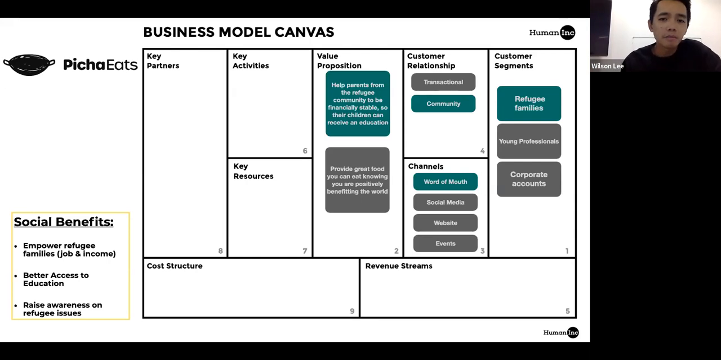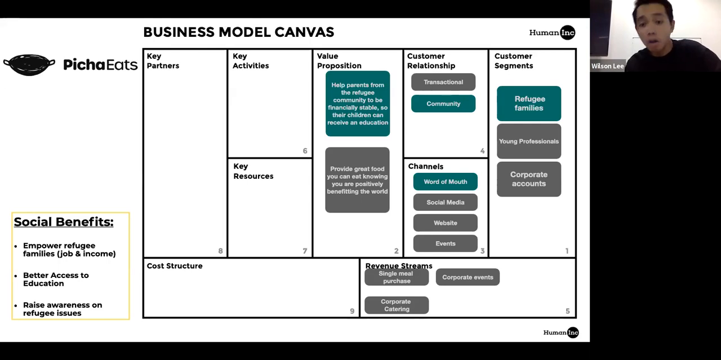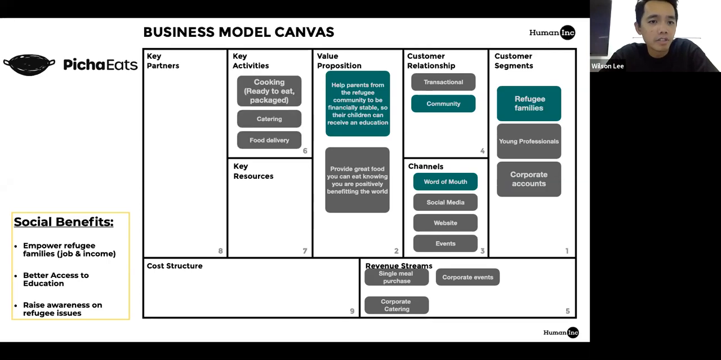But also the other type of relationship that you see, especially with a lot of these social impact startups, is the community aspect. How are you trying to rally people on board to your cause? And the more on board they are with your cause, the more likely they're going to be retained as a customer, whether they are providing the service or paying for the service. So of course, revenue streams come from single meal purchases, corporate catering, and corporate events. You might really be venturing into that.